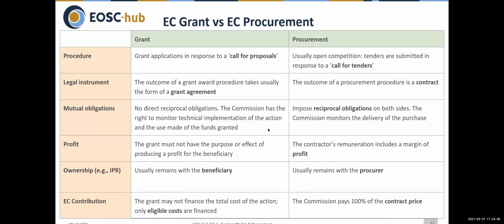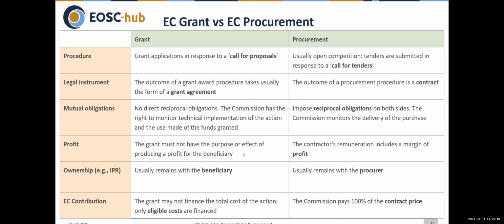A brief comparison between EC grants and procurement with the help of experts. Grants come out of a call for proposals, while in procurement we have a call for tenders. The legal instrument is a grant agreement, and in procurement it is a contract. Here we have a major difference. Procurement is much stricter, imposing, let's say, reciprocal obligations. We have some more information on this later on.